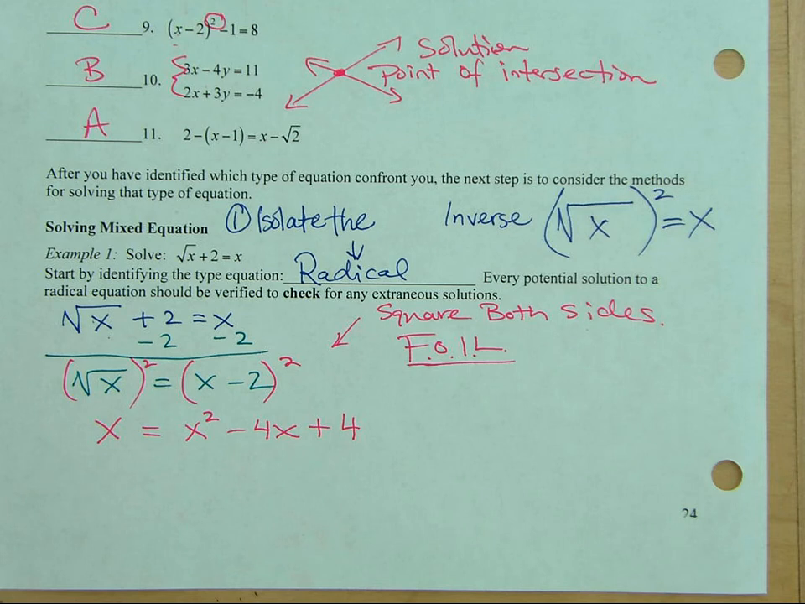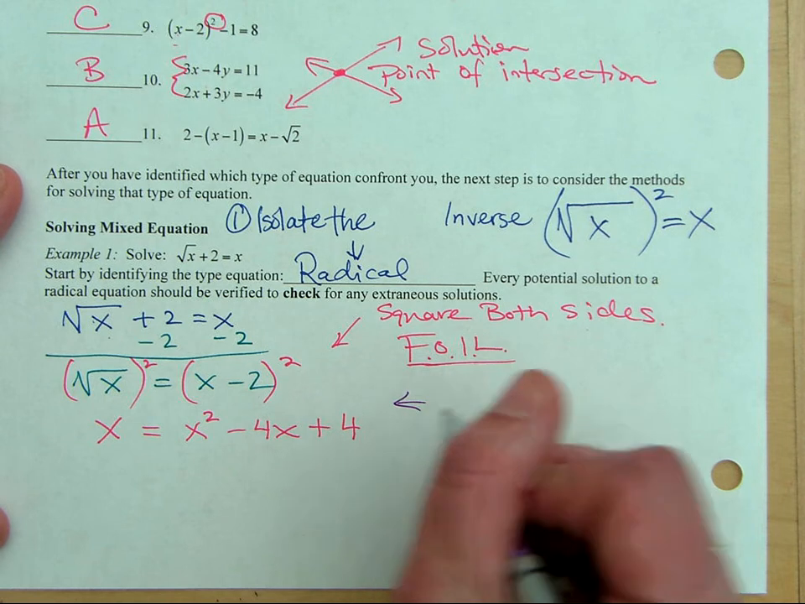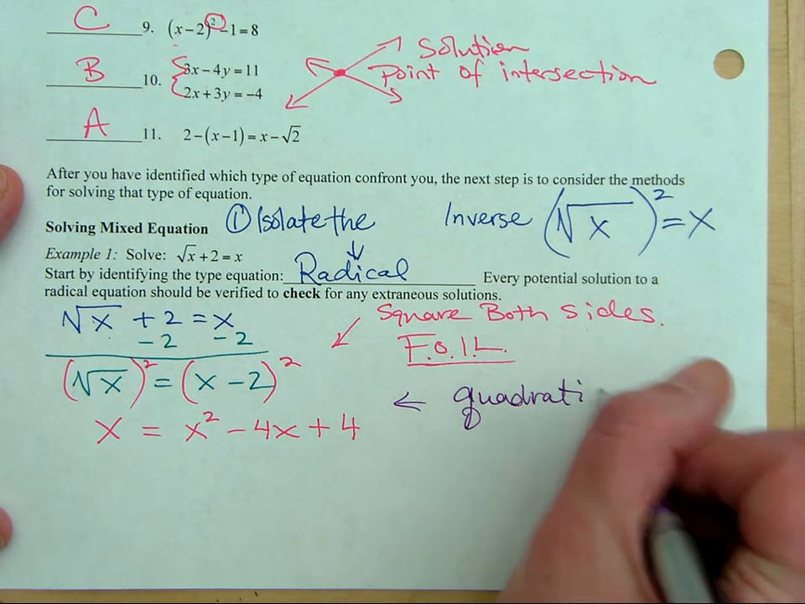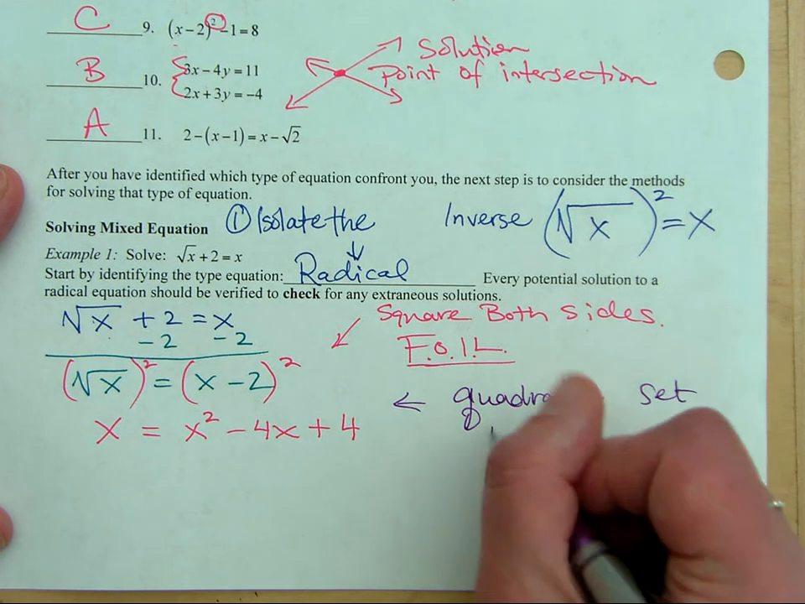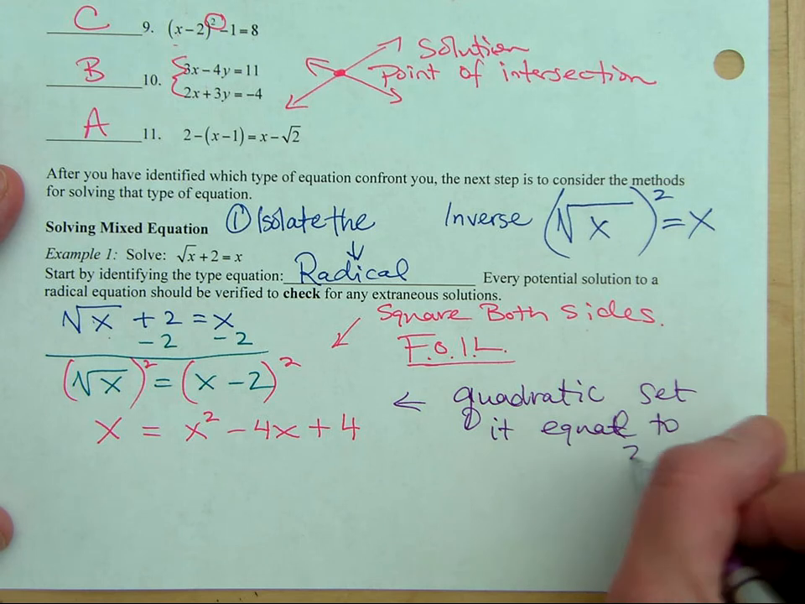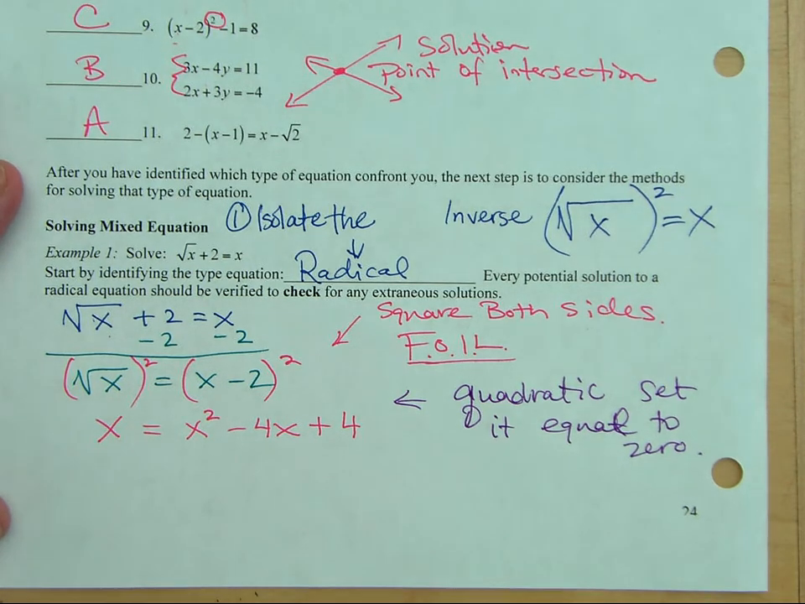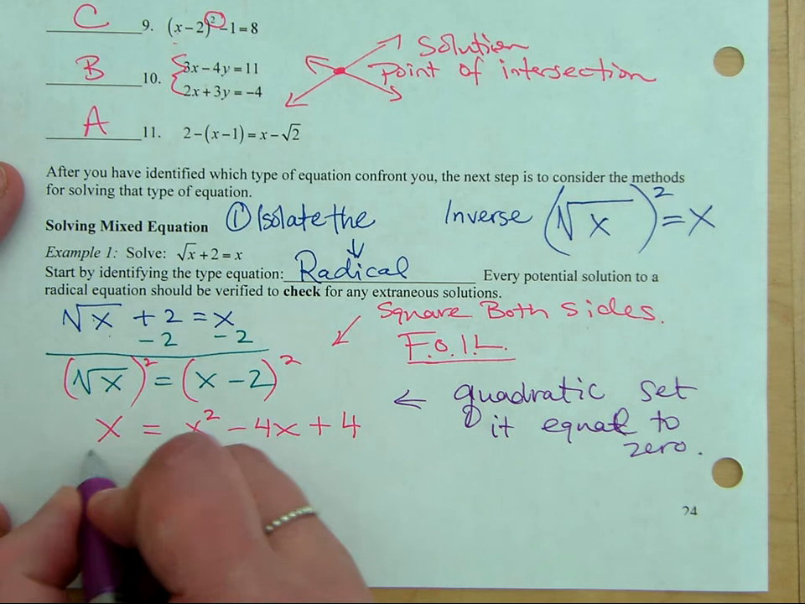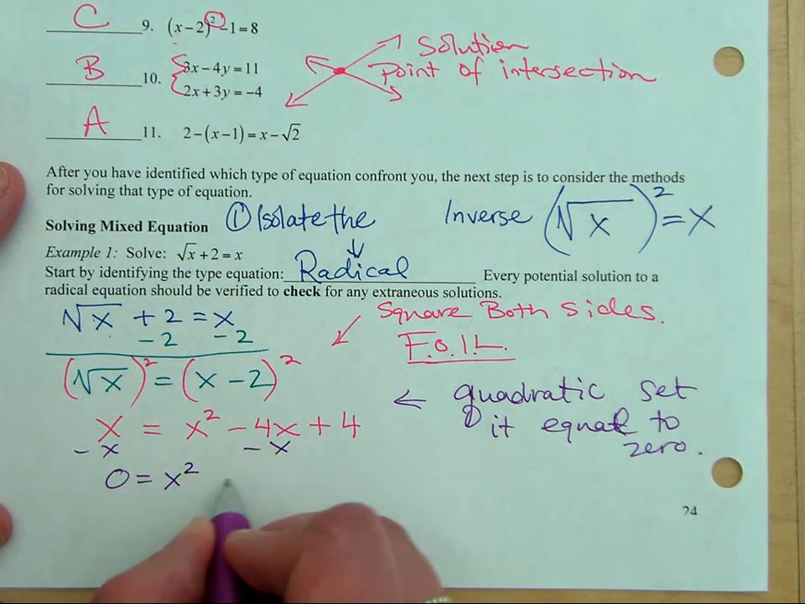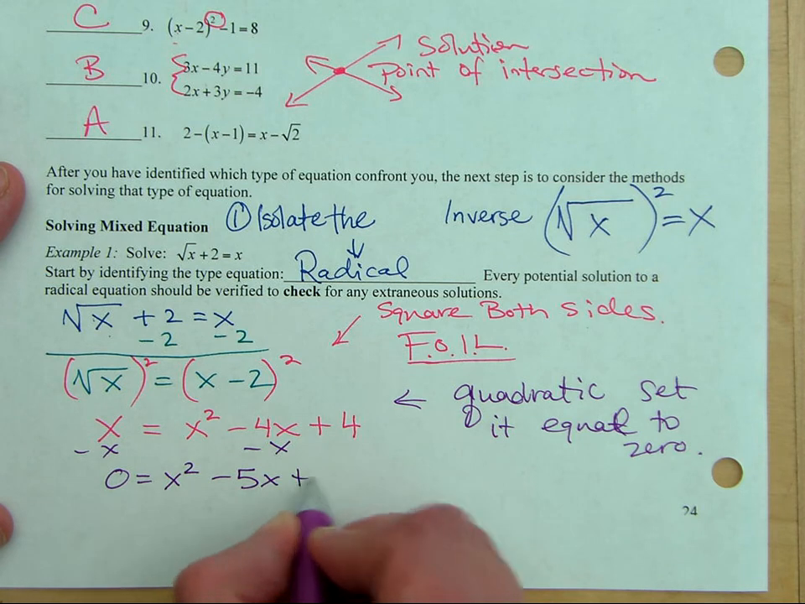So now we have to solve a quadratic. What should we do to solve a quadratic? To solve a quadratic, we would start by setting it equal to 0. So how would I do that? Minus x from both sides. I get 0 equals x squared minus 5x plus 4.